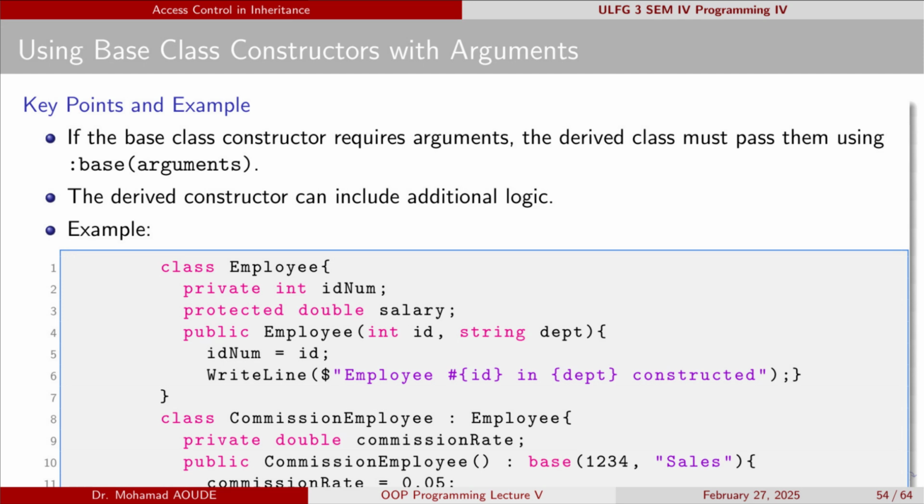Here, the base class employee now requires constructor arguments. So when the child class commission employee is constructed, it must call the base constructor explicitly using :base. This ensures the parent class gets all the data it needs, even when the object is being created by a subclass. This technique is essential in real-world class hierarchies, where base classes often encapsulate critical setup logic.